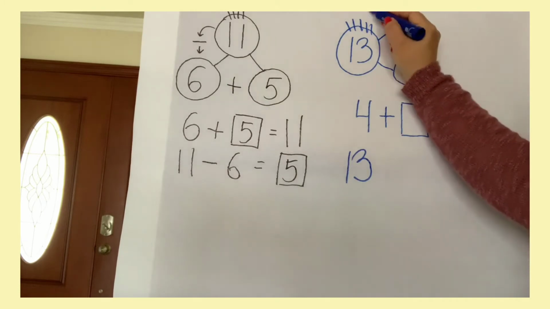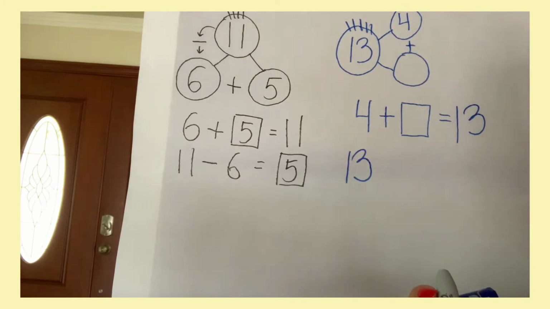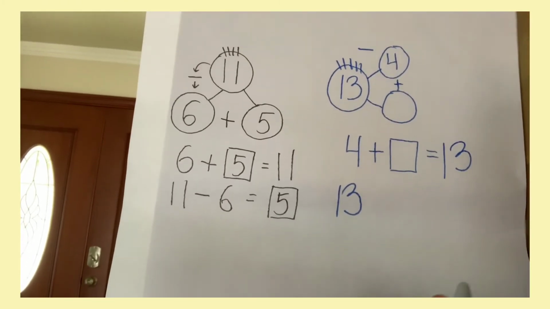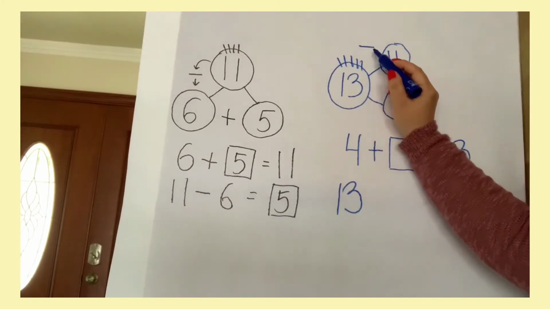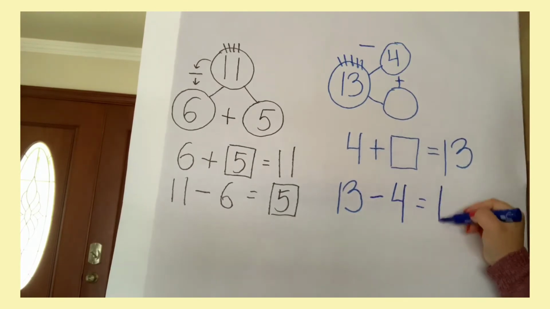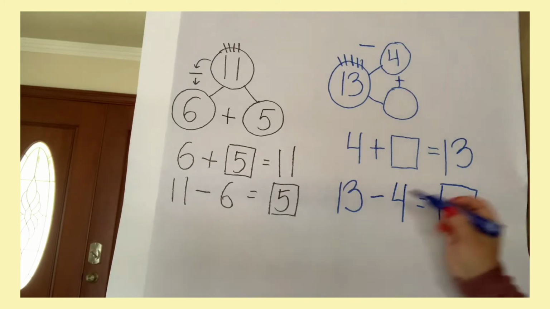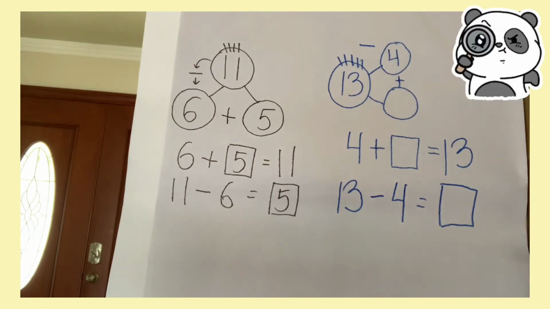And then we take away, remember? I don't know if you can see it. There we go. 13 take away 4 is equal to what the difference is. So 13 take away 4 could be what? Okay, do the math in your head right now.